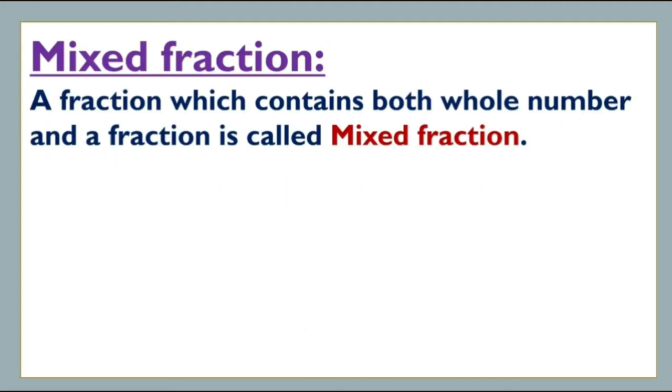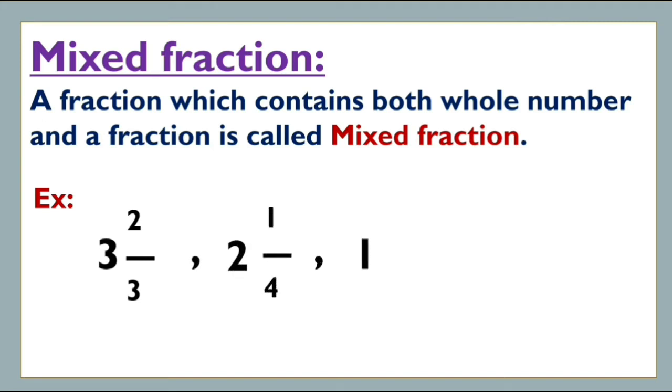Mixed fraction. A fraction which contains both a whole number and a fraction is called a mixed fraction. Example, 3 2 by 3, 2 1 by 4, 1 5 by 7. Here 3 2 by 3 means 3 whole parts and 2 by 3 part. And 2 1 by 4 means 2 wholes and 1 by 4 part. 1 5 by 7 means 1 whole part and 5 by 7 part.